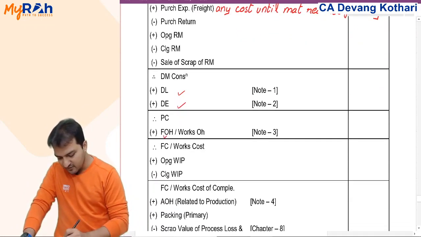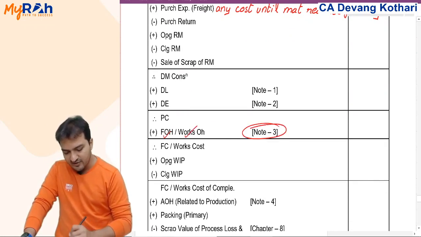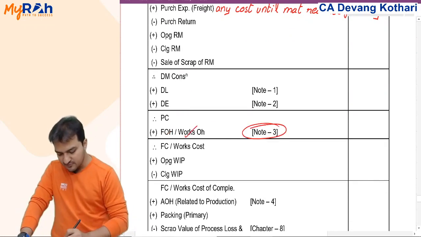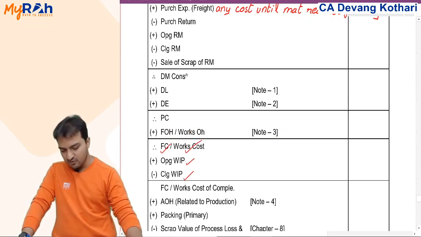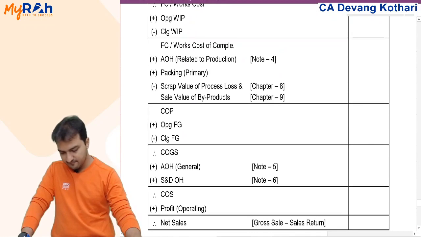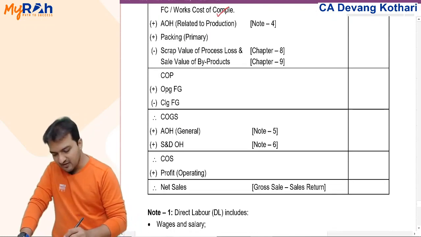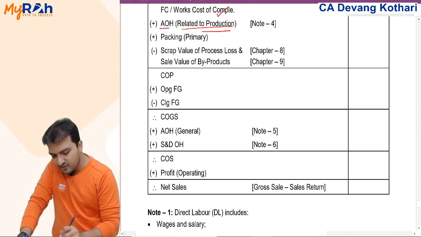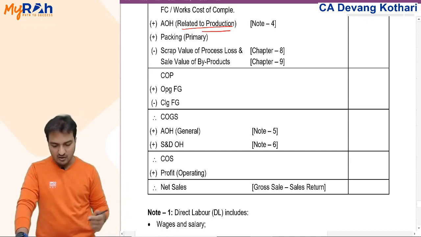Then plus factory overheads, also called works overhead. And what can be included there? We'll see that in note number 3. It gives me factory cost, also called works cost. Add or less opening and closing WIP. It gives factory cost of completed units. Now in that, I add admin overheads related to production. This we did in our format. But after that, now something's new.